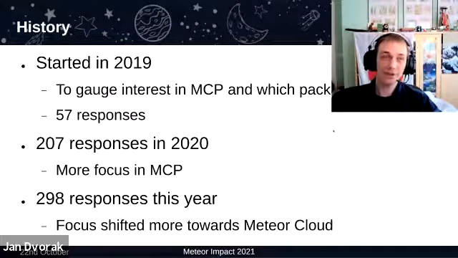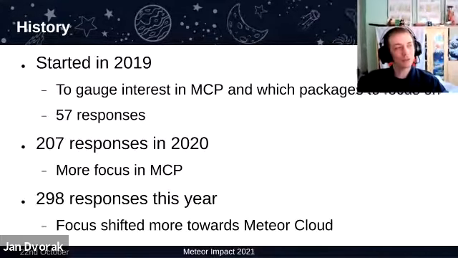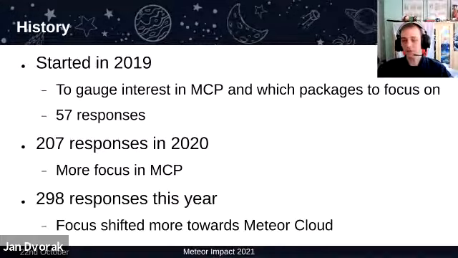So the history, as I mentioned before: the survey started in 2019, initially to gauge the interest in Meteor Community Packages and which packages to focus on. And we had 57 responses. It was a very quick survey of people who were active on the forums, not much. We had 207 responses in 2020, again with more focus on Meteor Community Packages. And this year we had 298 responses. And I've shifted the focus a little bit more towards Meteor itself and the Meteor Cloud. And I think those are going to be super informative.